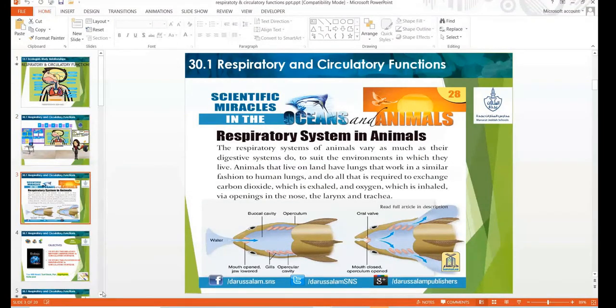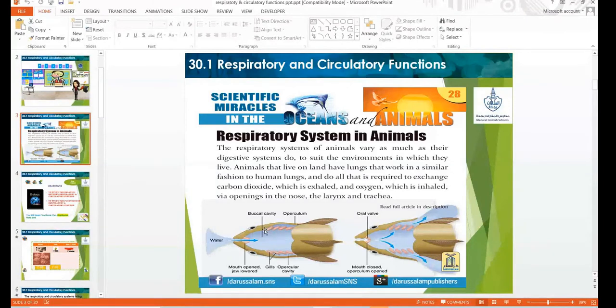Okay, so let's start by discussing a hadith which is related to the respiration of the animals from the Quran. Okay, so respiratory system in animals, it is miracles of the Quran. The respiratory system of animals vary as much as their digestive systems do to suit the environments in which they live. So animals that live on land, they have huge lungs that work in a similar fashion to human lungs and do all that is required to exchange carbon dioxide, which is exhaled, and oxygen, which is inhaled, via openings in the nose, the larynx and trachea. So it shows in the diagram as to how the respiratory organs of animals are made in such a complex way that you are able to take in oxygen and breathe out carbon dioxide. Subhanallah. So this is mentioned as scientific miracles in the Quran.